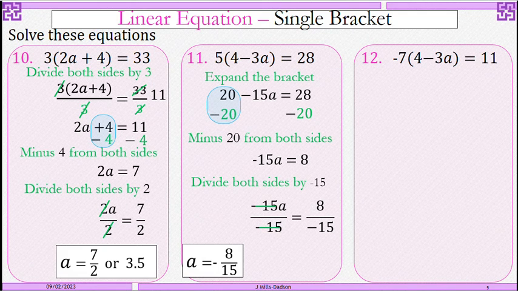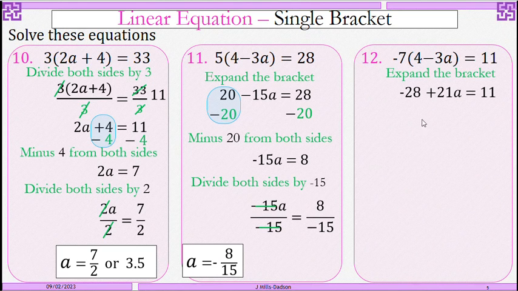Okay, hope you got it right. You realize that we cannot divide 11 by negative 7, so we need to go by the expanding method. So we expand the bracket. Negative 7 times 4 is negative 28. Negative 7 times negative 3a is positive 21a. Remember, negative times negative is positive.